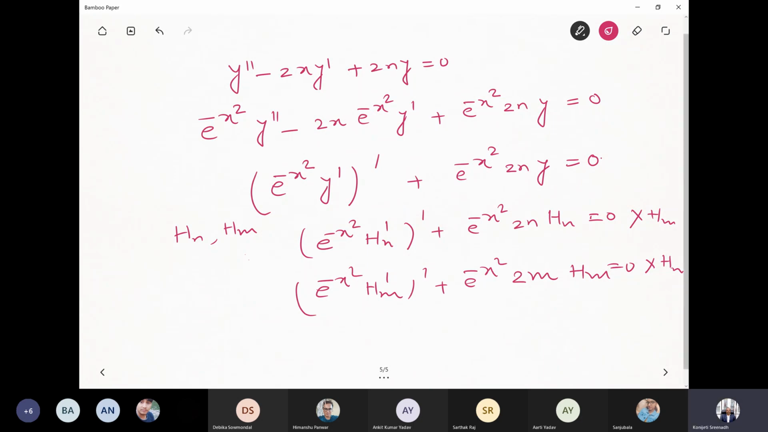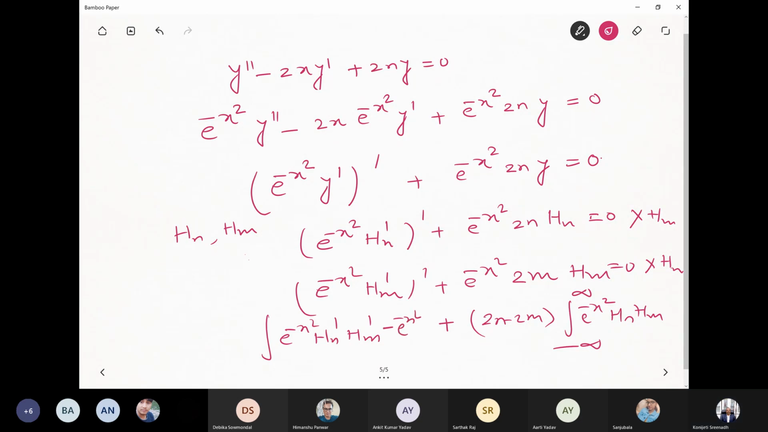So when I subtract, I get 2n minus 2m times the integral of e power minus x squared Hn Hm, taking the integral from minus infinity to infinity. And here you will have the integral of e power minus x squared Hn prime Hm prime minus the same thing, so they get cancelled. So you have the boundary terms.